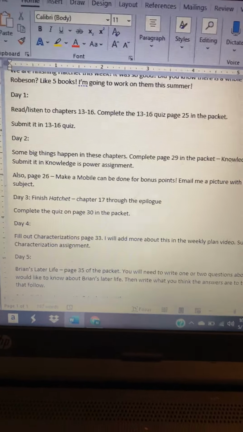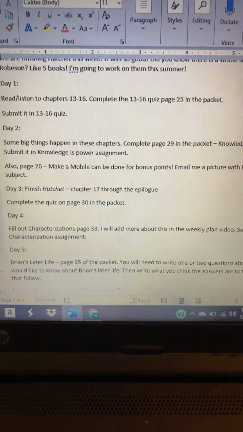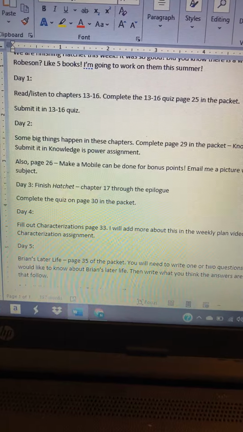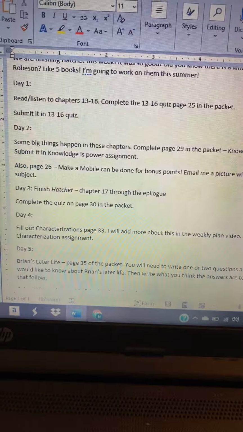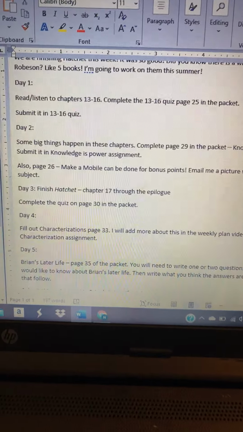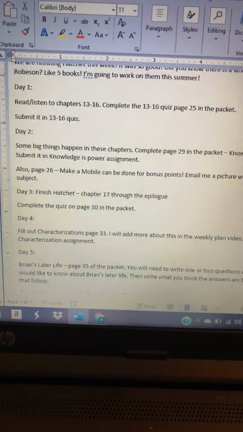We are finishing up Hatchet this week, so I'm super pumped about that. It's so good. I was doing some searching this week and realized that there are more books in the Brian Robeson series, so I'm going to be working on that this summer. But here is your plan for the week.